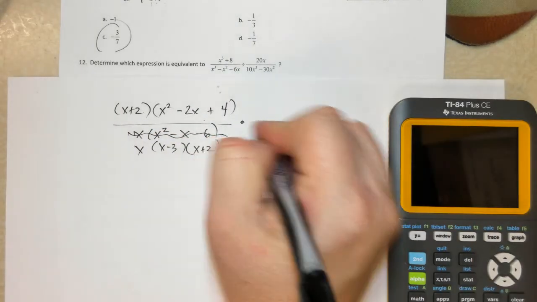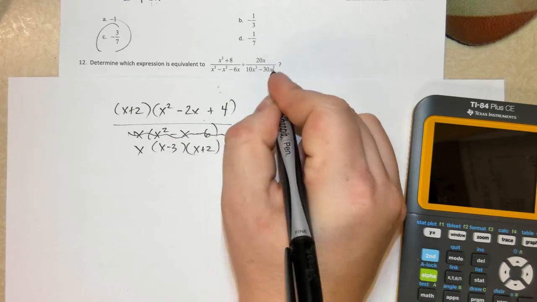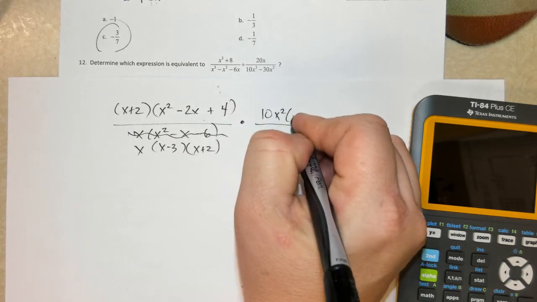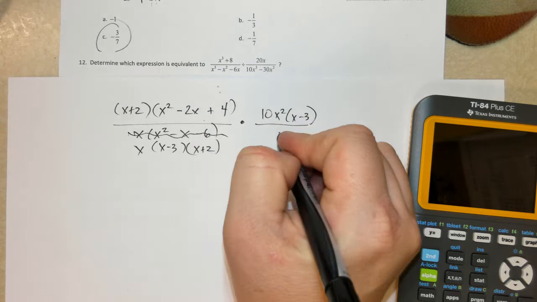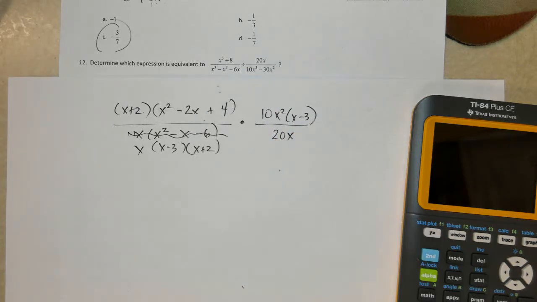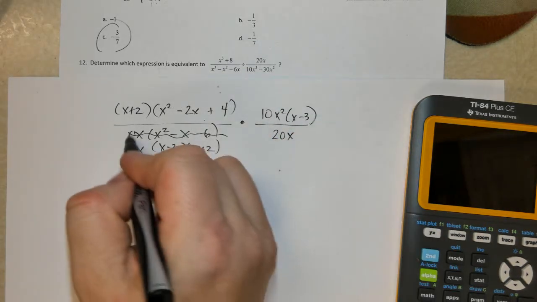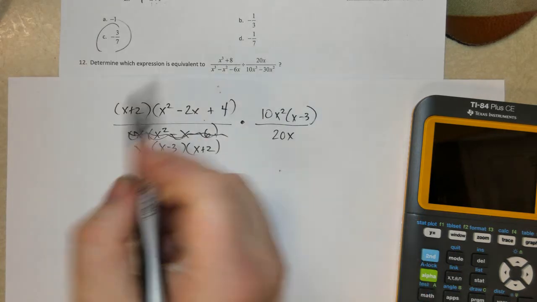Now when you divide, you turn it into multiplication. This goes up top. I can factor out a 10x squared, and I'll be left with x minus 3. On the bottom, I have a 20x. What can I cancel here? And when I say cancel, I really mean to simplify.